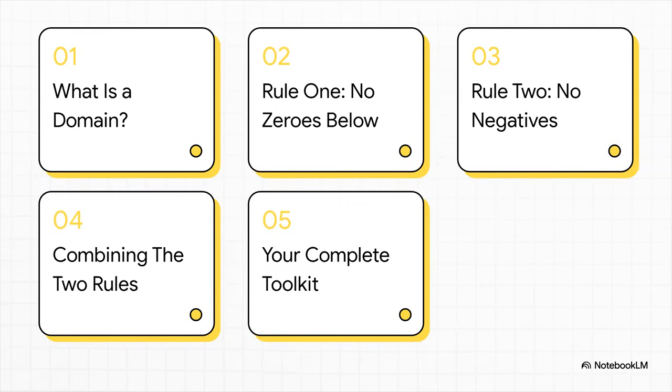Okay, so here's our game plan. We'll start super simple, then we'll add our first big rule for fractions. After that, we'll get our second rule for square roots. Then comes the fun part. We'll see how to use them together. And finally, we'll wrap it all up in your complete domain toolkit.